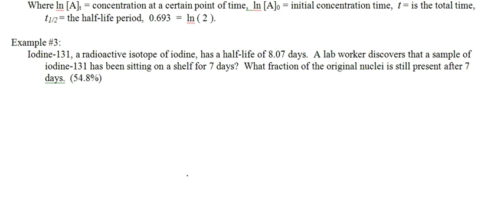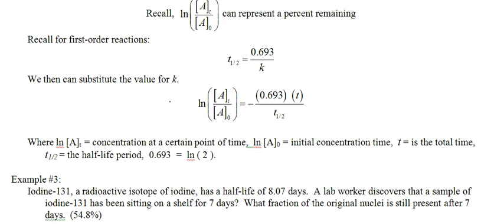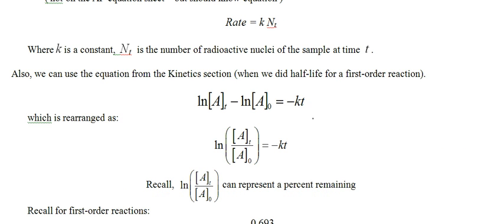It says that iodine-131, a radioactive isotope of iodine, has a half-life of 8.07 days. A lab worker discovers that a sample of the iodine-131 has been sitting on the shelf for 7 days. The question is, what fraction, or probably a better question, what percent of the original nuclei is still present after 7 days?